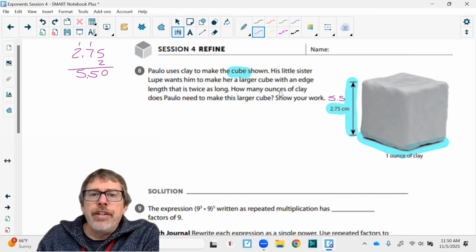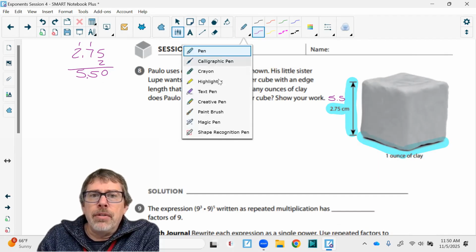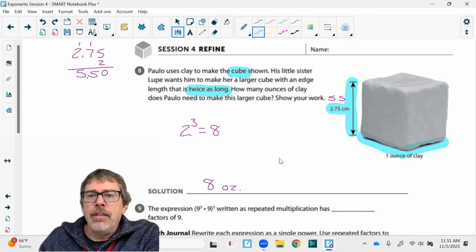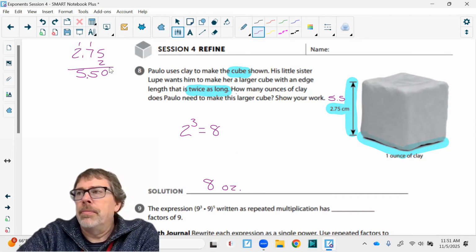So if we are doubling the length, the key to this is there's a shortcut. Twice as long is the key. So if we double the length, that means that our base is 2. And since it's a cube, then we're going to multiply by 8. So instead of being 1 ounce of clay, it's going to be 8 ounces of clay to make a cube twice as long.